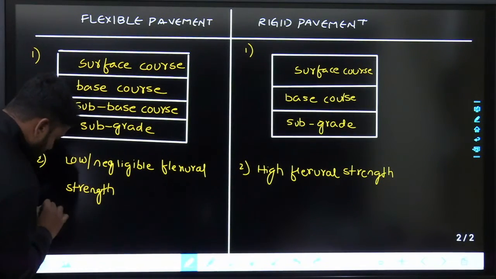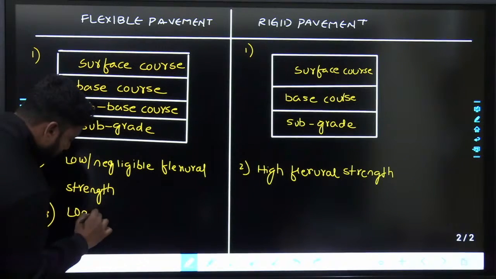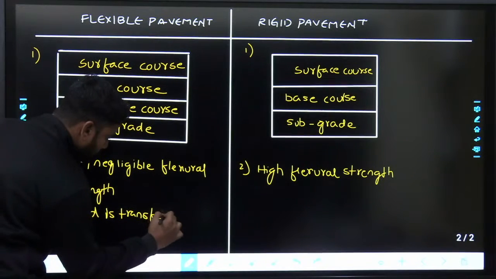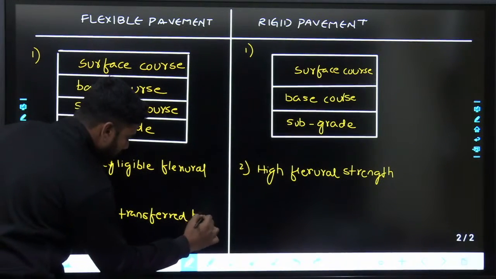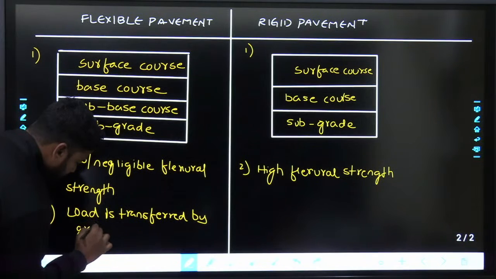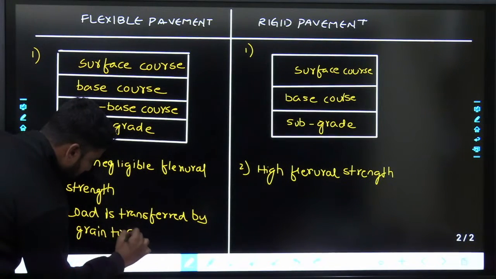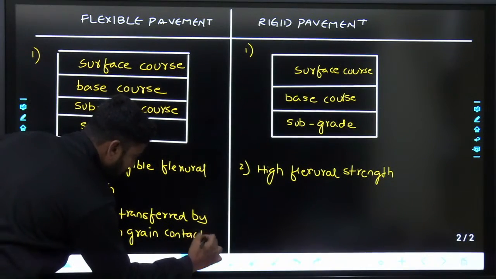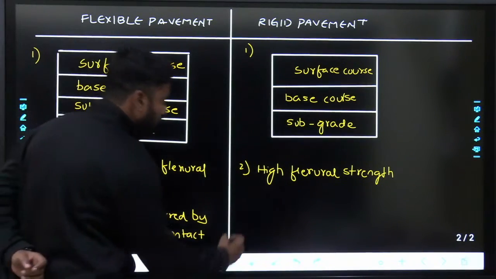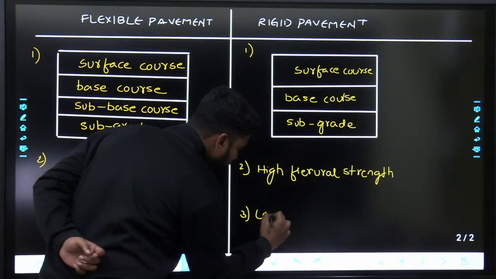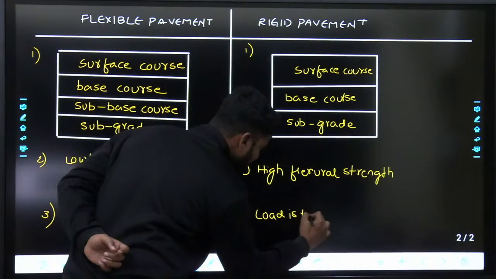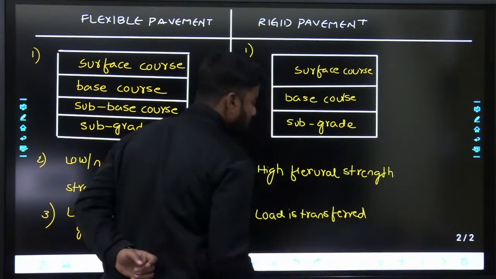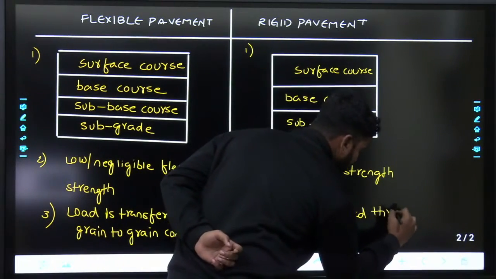Next one is that load is transferred by grain to grain contact in flexible pavement, and load is transferred through slab action in rigid pavement.